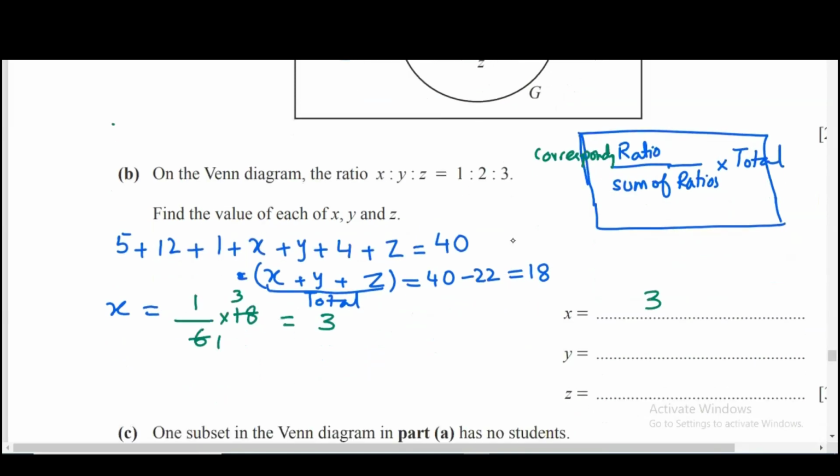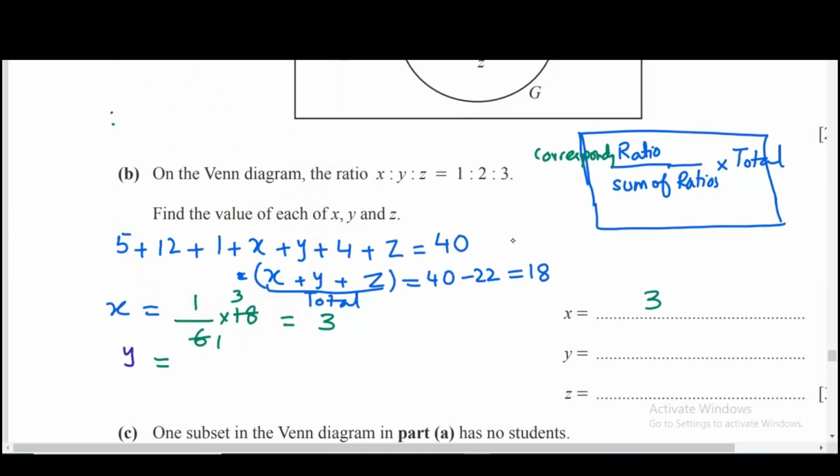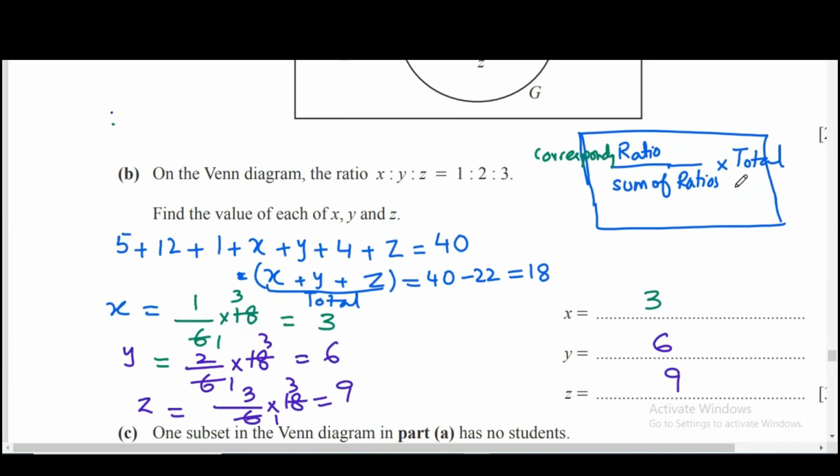In the same way, find out y. The sum of ratio is 6, the corresponding ratio of y is 2, and the total was 18. So 2 over 6 times 18, 2 times 3 is 6, the value of y. In the same way, find out z. The corresponding ratio was 3, 6 is the sum of the ratio, and the total is 18, so 3 over 6 times 18 is 9. So 3, 6, 9 are the values for x, y, and z here.